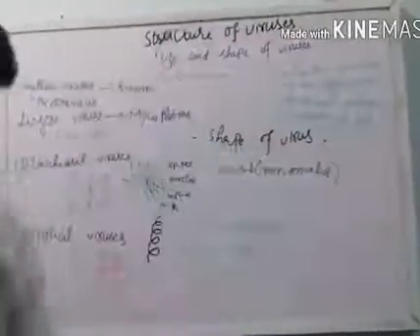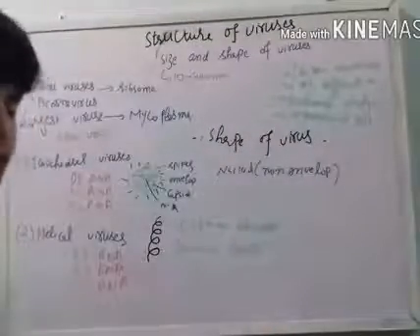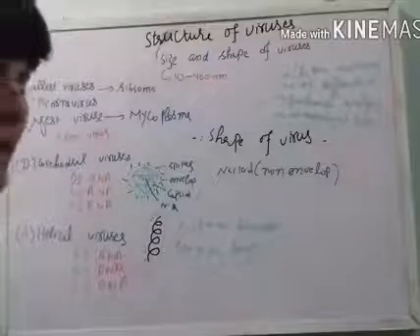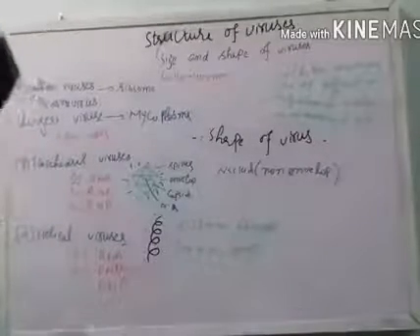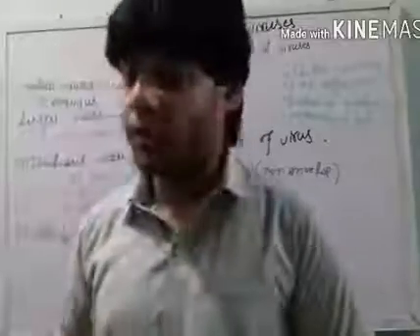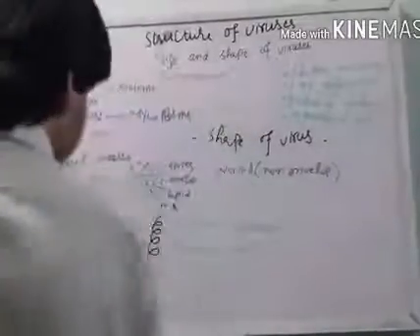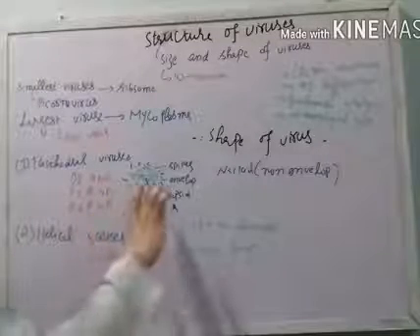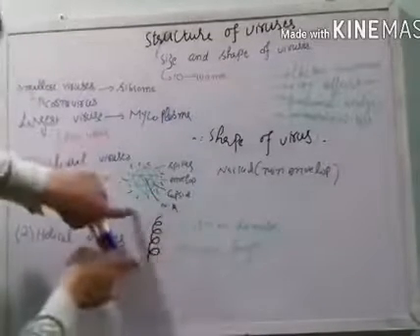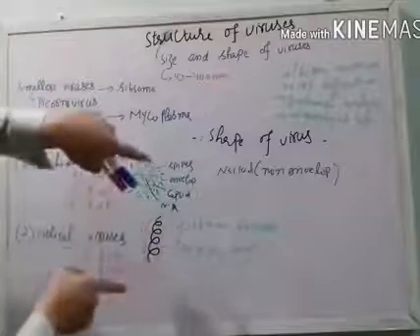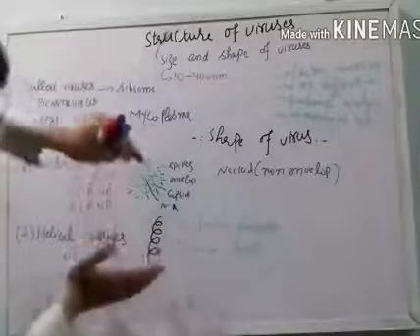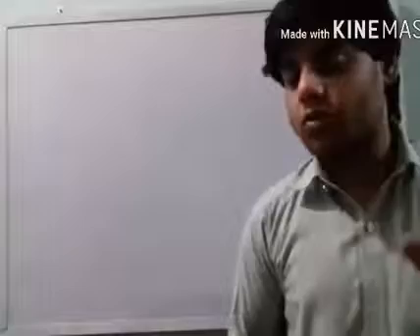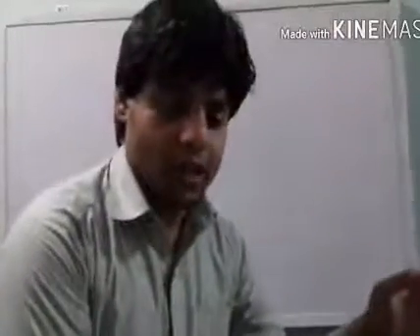Okay, so that's all about the helical viruses. Viruses also have the complex structure. What does complex mean? Complex means that some viruses have the icosahedral structure and the helical structure as well, when both structures are combined together. So we discussed the icosahedral viruses, and we also discussed the helical viruses.